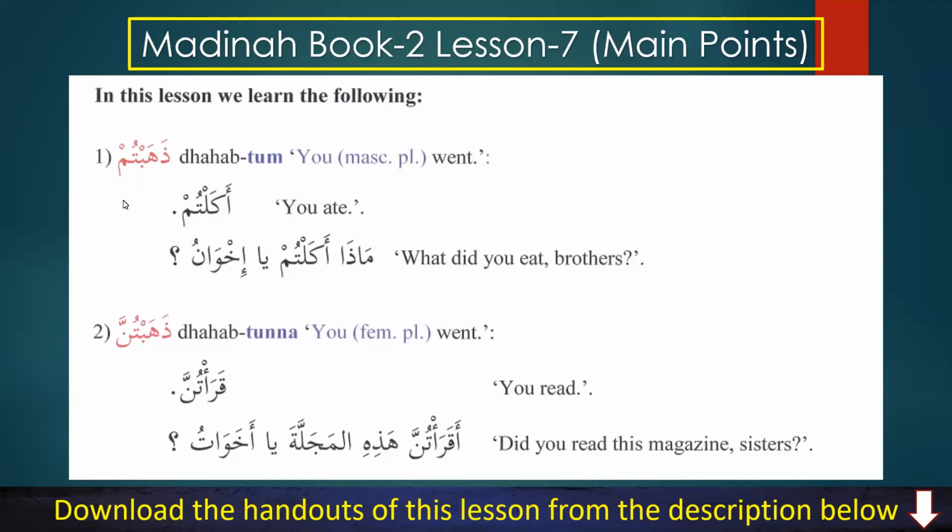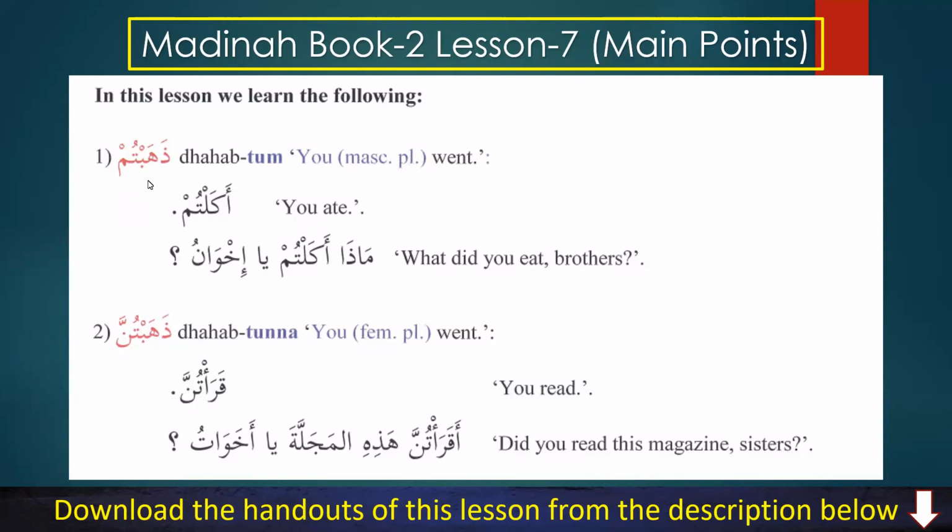Dhahabtum, as we can see here, it is used for the second person masculine plural, someone that you are talking to, as we call that in Arabic mukhatab. And for the mukhatab, for the masculine second person, we use dhahabtum. And on that pattern, we have the example, for example, akaltum, you ate.